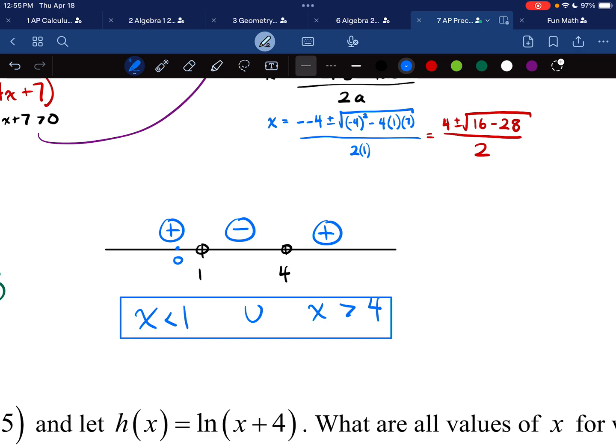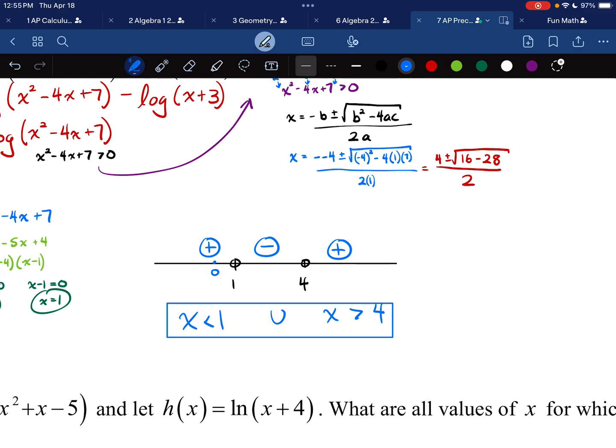I'm looking at the answer key. Weird. I don't see that as the answer. What's going on here? Oh, okay, I see my problem.